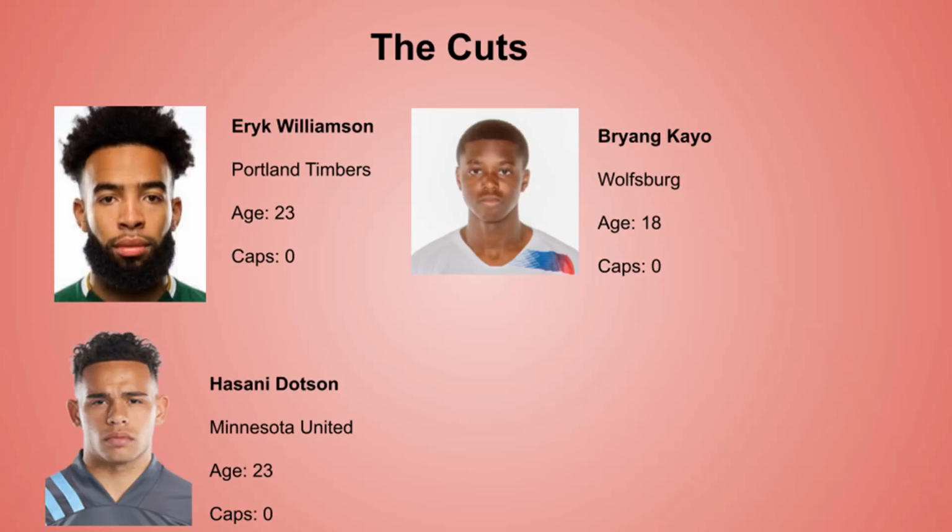The cuts that were made seem fine to me. Brian Kao is the most talented of the 3, but he still has a long way to go, particularly when it comes to his passing and keeping possession of the ball. Eric Williamson and Hassani Dotson is really more just of the same. Mediocre MLS midfielders that aren't really national team material.